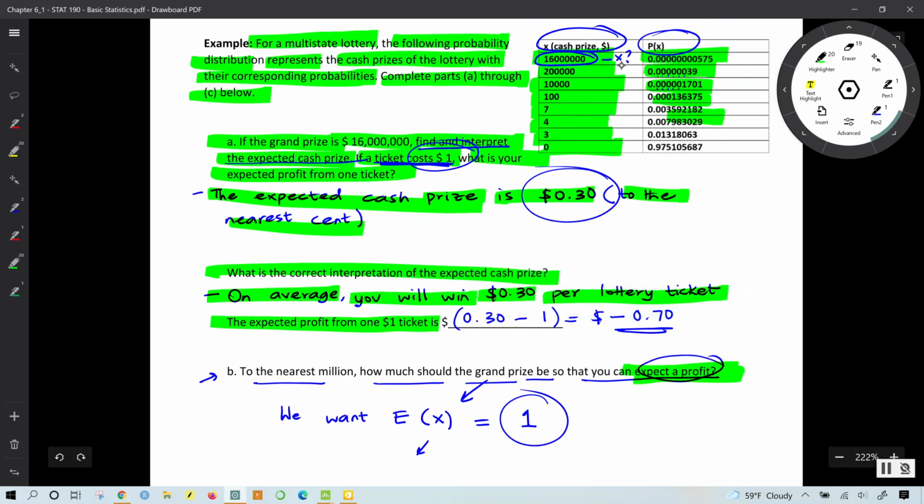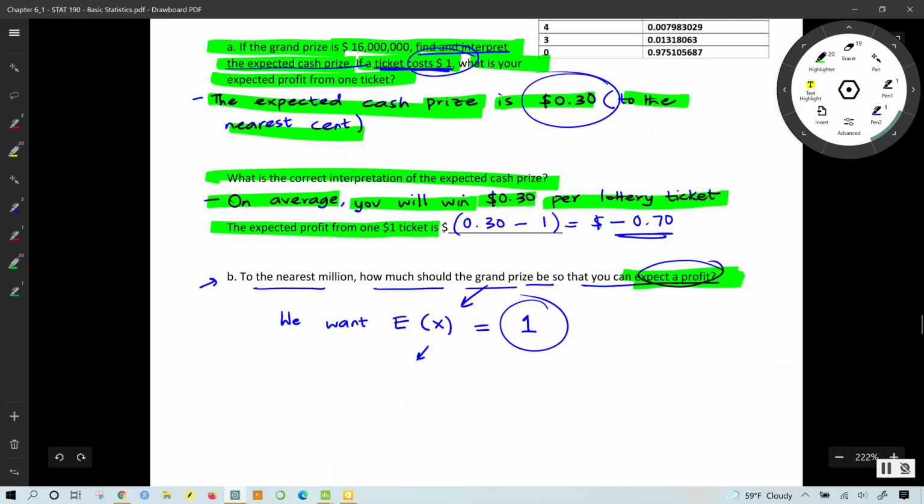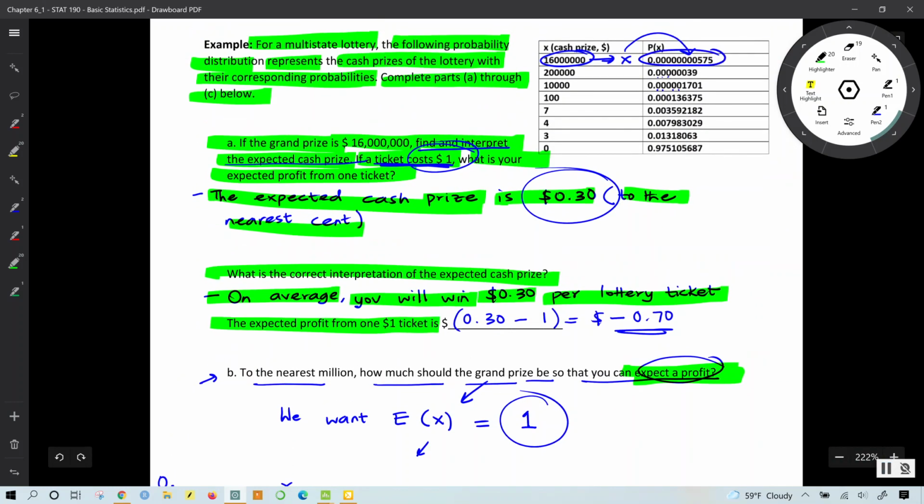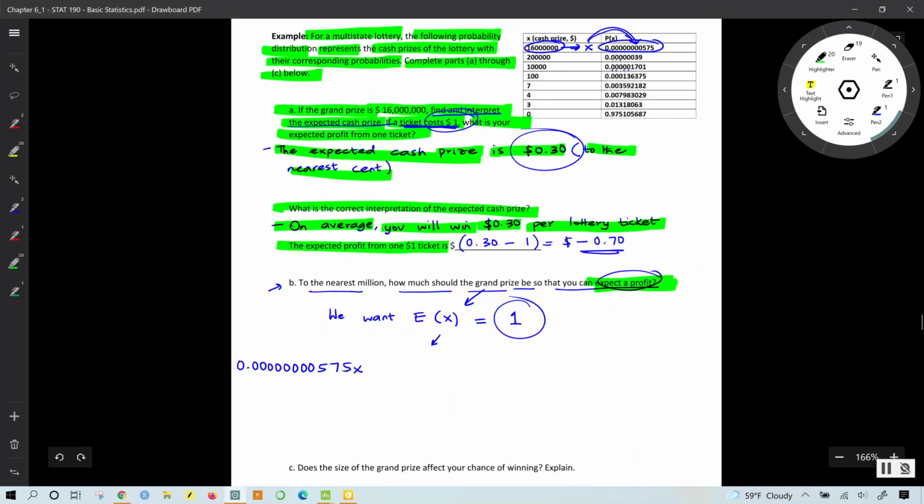How do we do this computation? It means we'll need to multiply x by its own probability. We'll need to get all the other expected values and set it equal to 1. To make this computation easy, this is my recommendation for you. Take this as the unknown. This is your x. Multiply it by its probability. So you have x times this value, that will give this value. Then plus the expected value for all of the other rows.